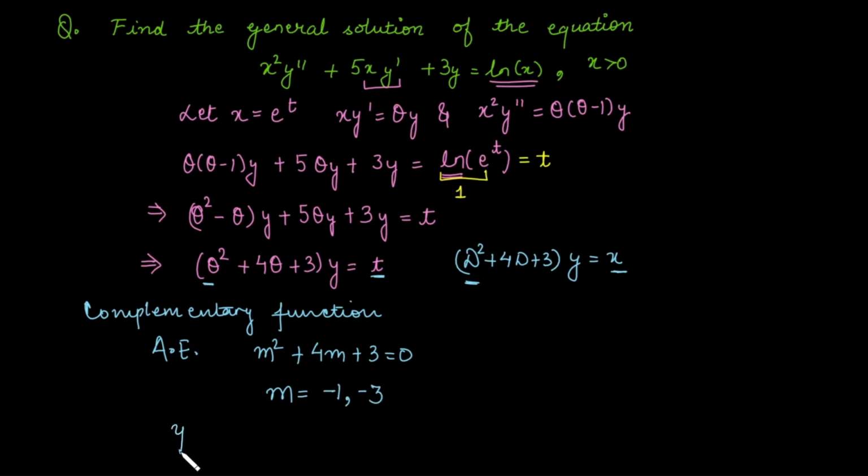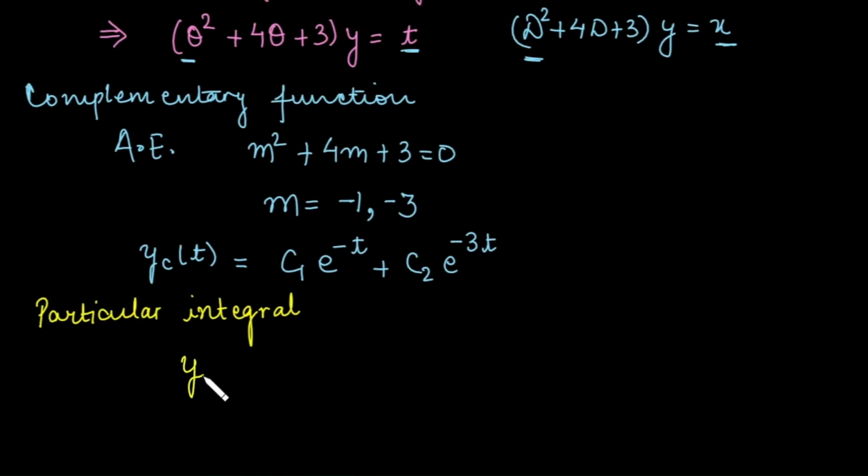So the final complementary solution in terms of the t variable is equal to c1 e raised to power minus t plus c2 e raised to power minus 3t. Now find the particular integral in this case. For the particular integral, yp(t) is equal to, take this factor in the denominator, we have this form. So it is a polynomial case rather than t. If you think about the x, it is now converted into the polynomial case.